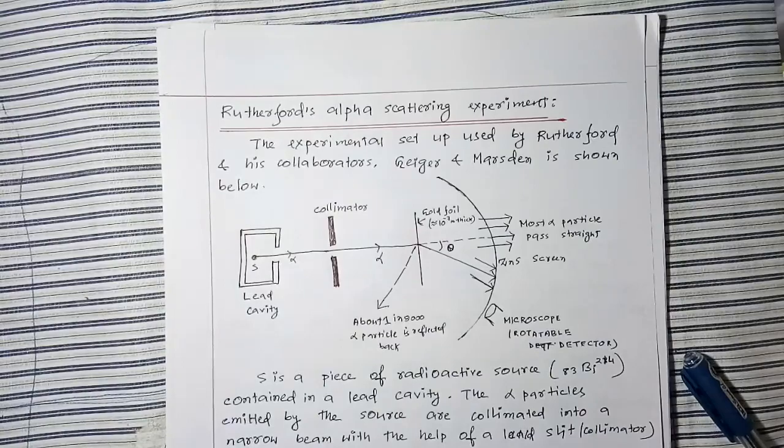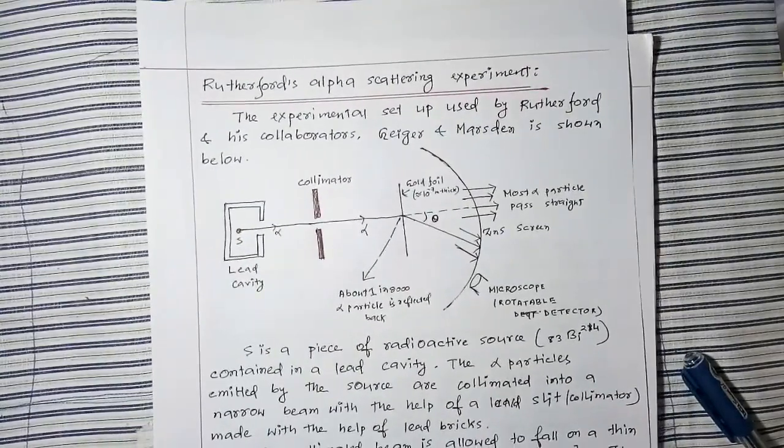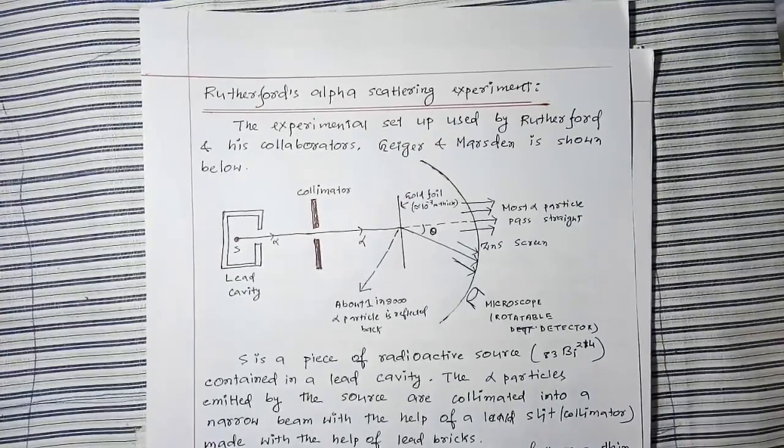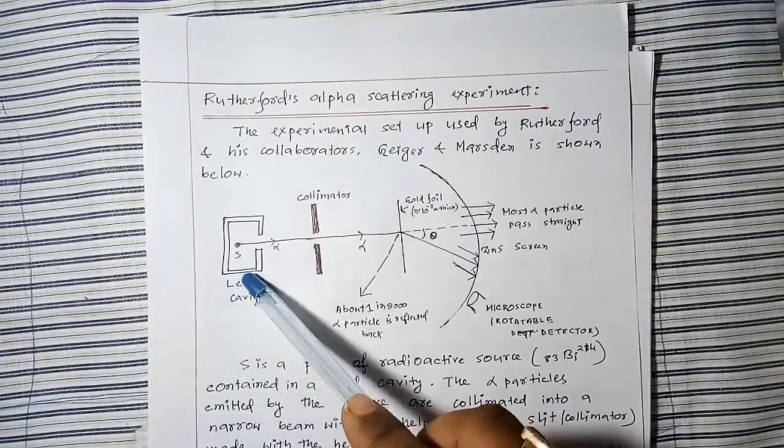Okay, so what did Rutherford do? He had two students, Geiger and Marsden. He asked his two students to do an experiment, and this is the experimental setup of the Rutherford alpha particle scattering experiment. This is called the alpha particle scattering experiment because the particles that are used to study the structure of the atoms are alpha particles. What is an alpha particle? That I will tell you a little bit later.